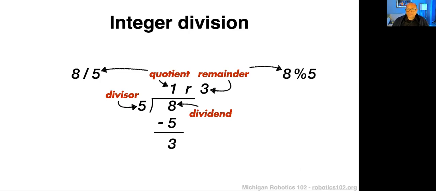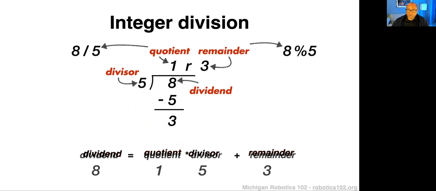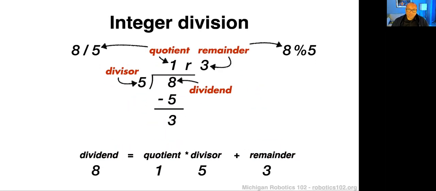And so each of these has its role. And if we lay out what their relationship is, we can say that we should always be able to assert that the dividend is equal to the quotient times the divisor plus the remainder. And those should always work out. You can just work that out on your fingers. I tried to find a very simple example so that we could do it in our heads.